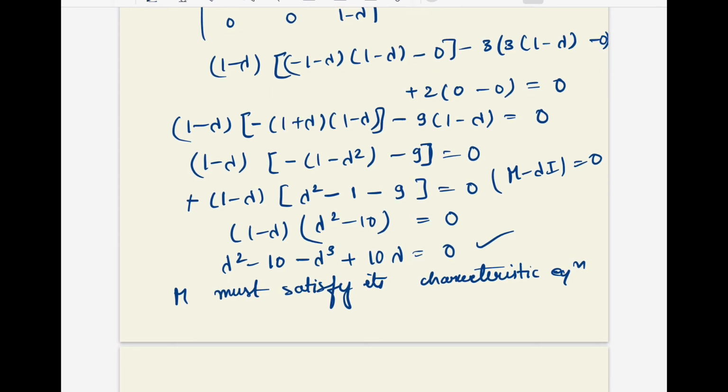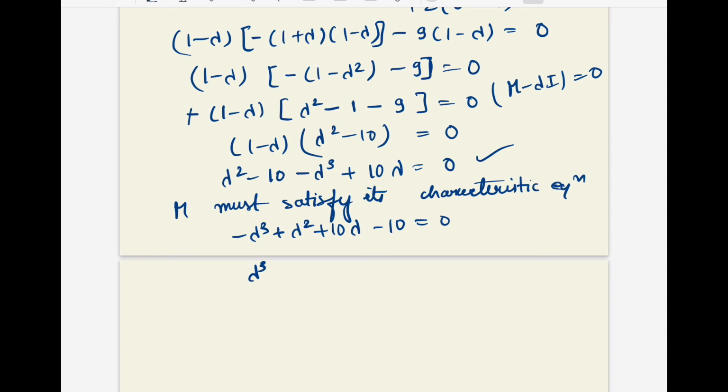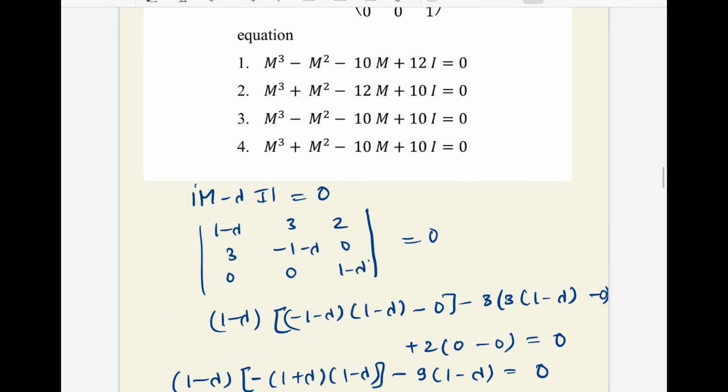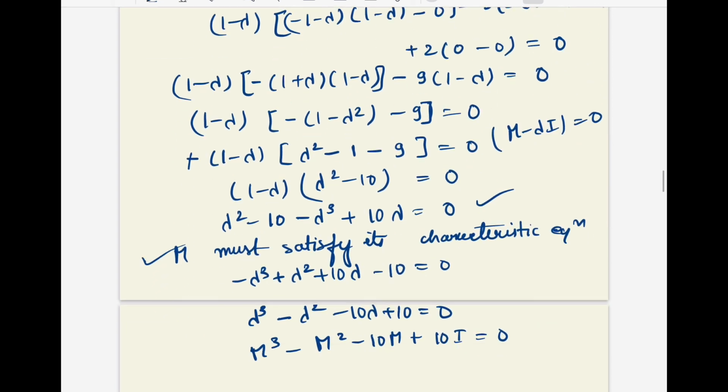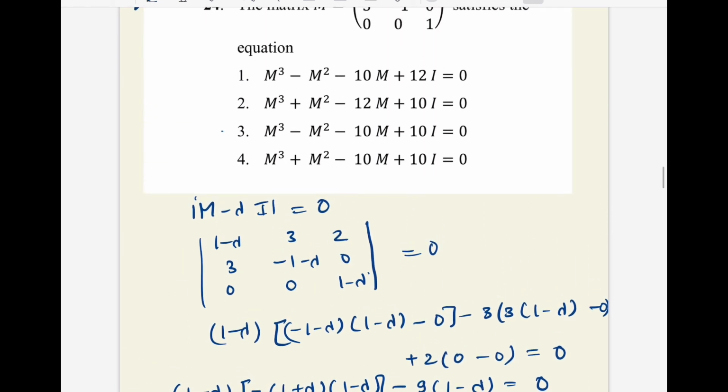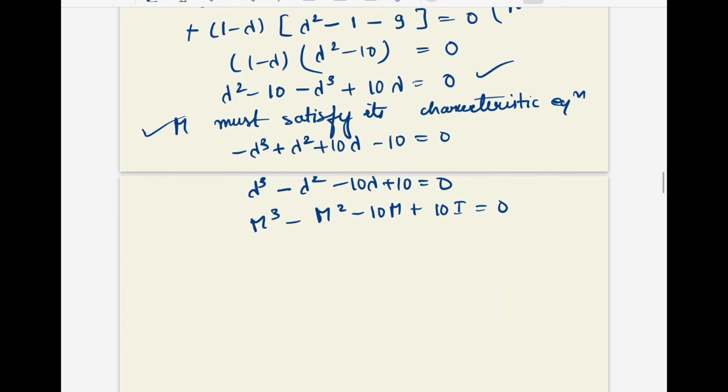So what we have is minus lambda cube plus lambda square plus 10 lambda minus 10 equals 0. Take the opposite one: lambda cube minus lambda square minus 10 lambda plus 10 equals 0. So m must satisfy its characteristic equation. This gives m cube minus m square minus 10m plus 10I equals 0. So the correct option is m cube minus m square minus 10m plus 10I. This is option 3. Option 3 is the correct answer.